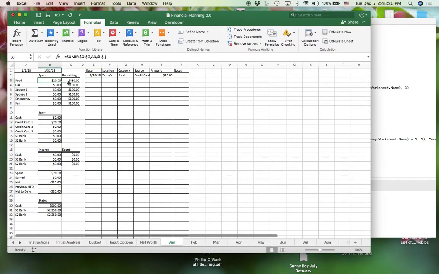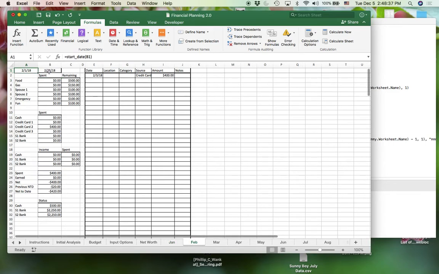Along here, there are many SUMIF statements used to add these all up to show the current status of how much you've spent on food, and a lot of different things to tell you where you're at financially, how you're doing on your goals.